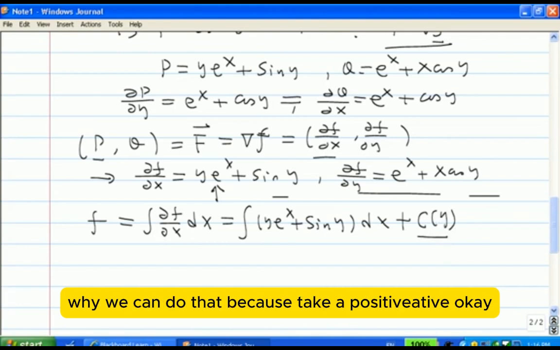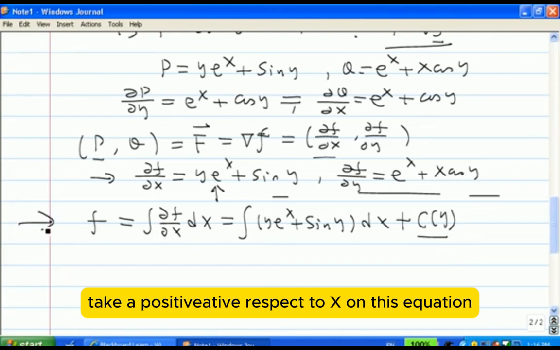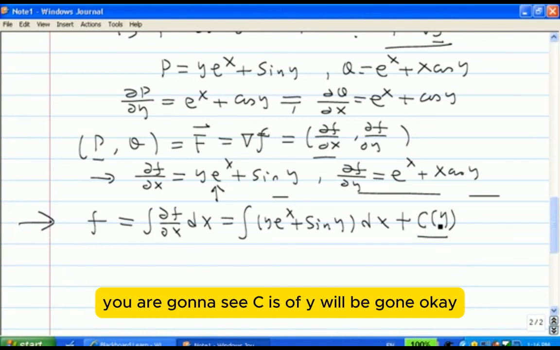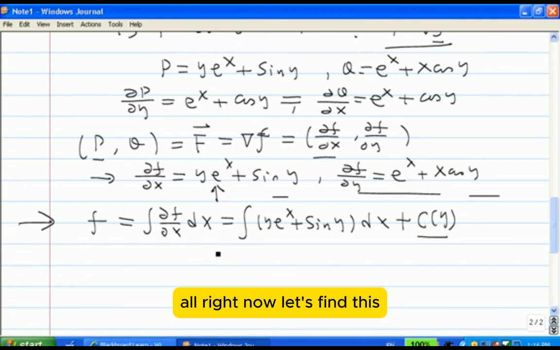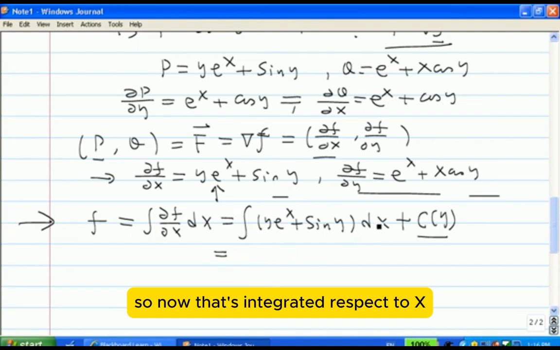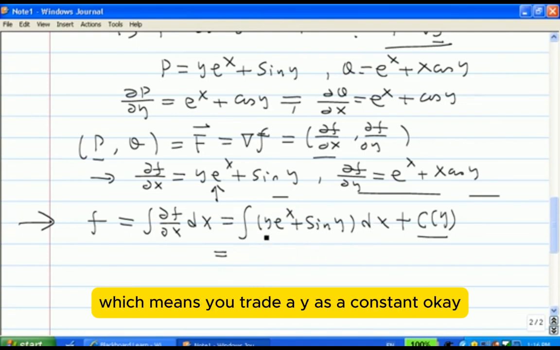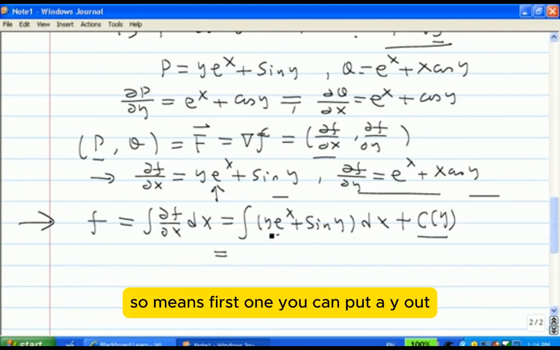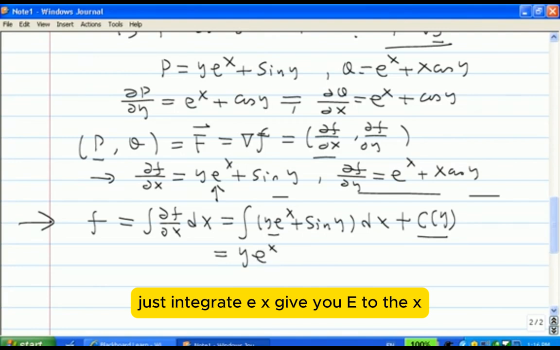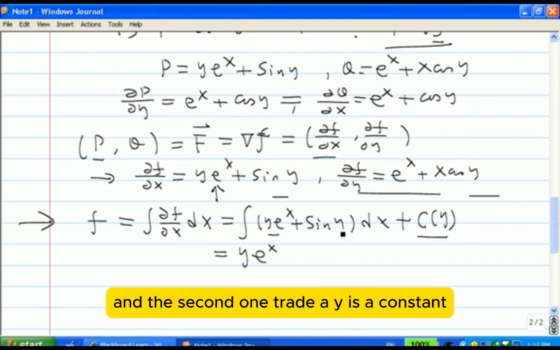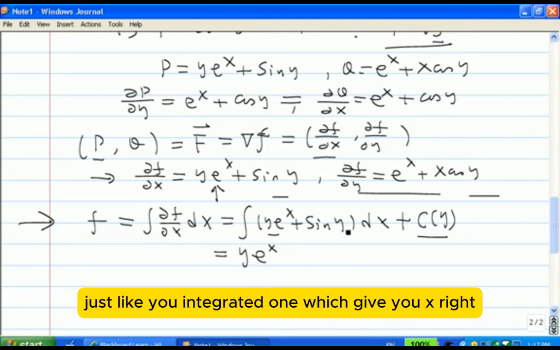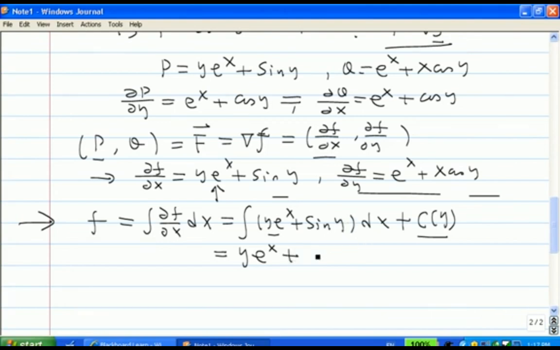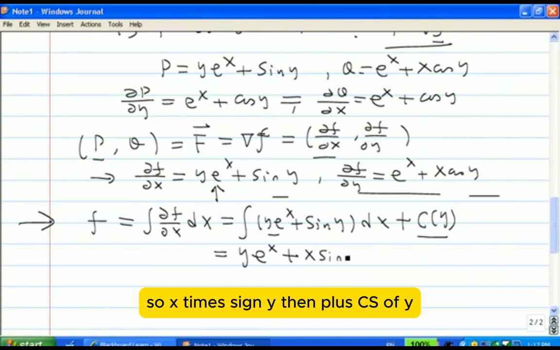Okay. Why can we do that? Because take a partial derivative. Take a partial derivative with respect to x on this equation. You are going to see c of y will be gone. All right. Now let's find this. So now let's integrate it with respect to x, which means you treat y as a constant. So first one you can pull the y out. Just integrate e^x, give you e to the x. And the second one, treat y as a constant. Just like you integrate 1, which gives you x, right? So x times sine y, then plus c of y.